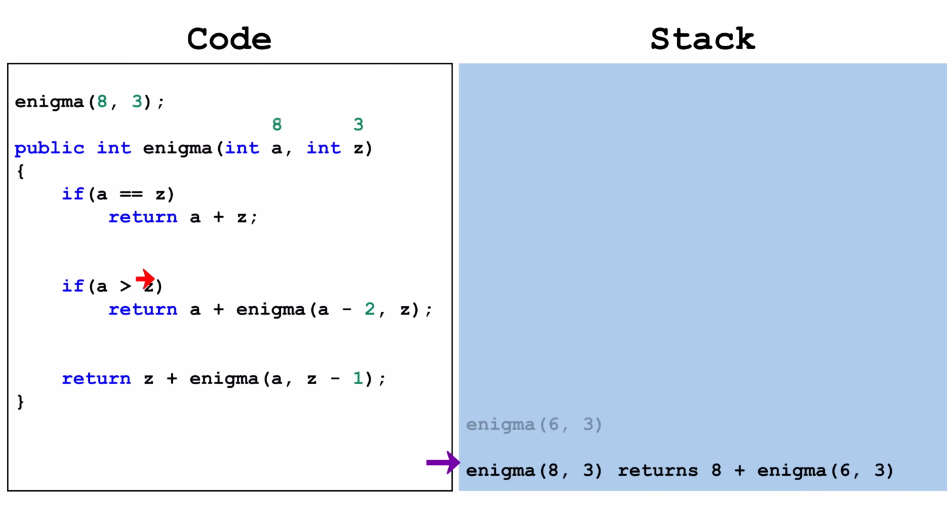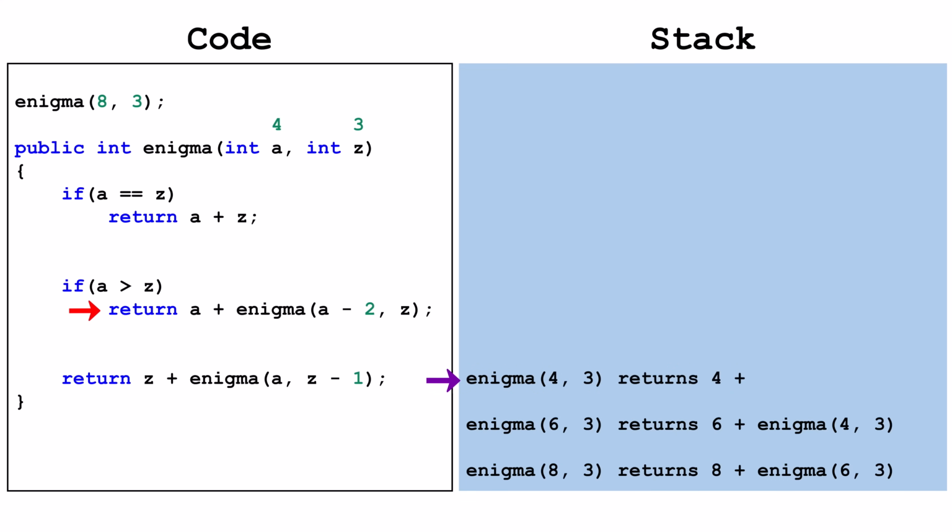Enigma 6, 3 is pushed onto the stack. A equals z is false, so we continue on. A greater than z is true, so this frame will return 6 plus whatever is returned by enigma 4, 3. Enigma 4, 3 is pushed onto the stack. A equals z is false, so we continue on. A greater than z is true, so this frame will return 4 plus whatever is returned by enigma 2, 3.